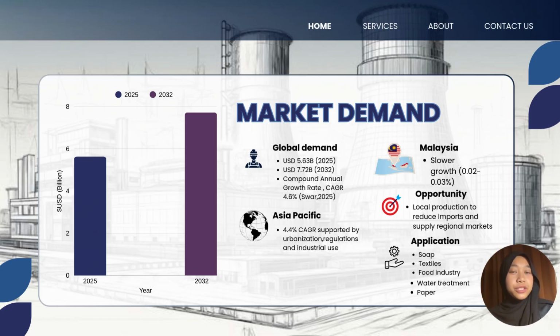The key applications for sodium hydroxide production include detergents, the textile industry, food processing, paper, and water treatment. These are essential sectors which help keep demand stable. In short, global and regional trends show steady growth, and with smart planning, we can tap into this opportunity even in slower markets like Malaysia.